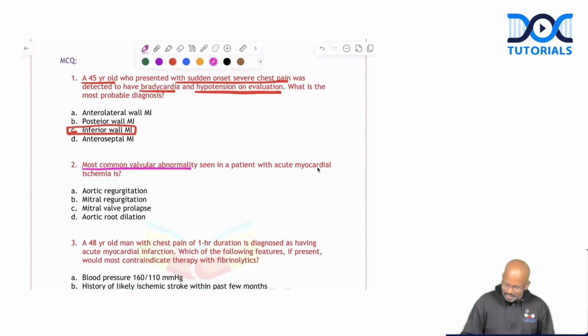Most common valvular abnormality seen in a patient with acute MI. Most common valvular abnormality. We have discussed that in one point in our session. I hope you can answer that, my dears. Second question, anyone who can put it up?